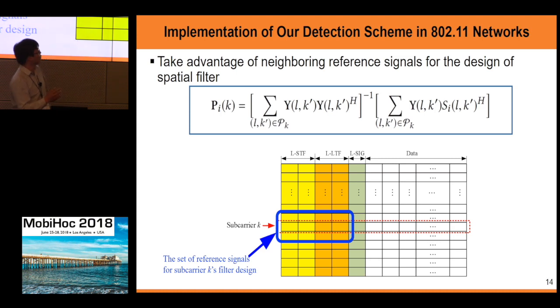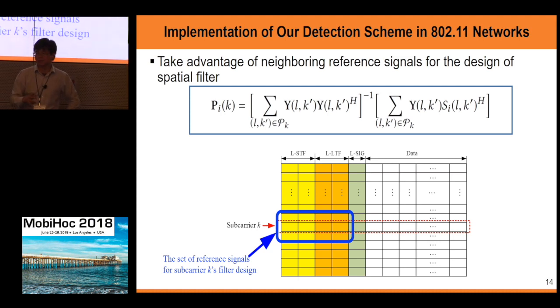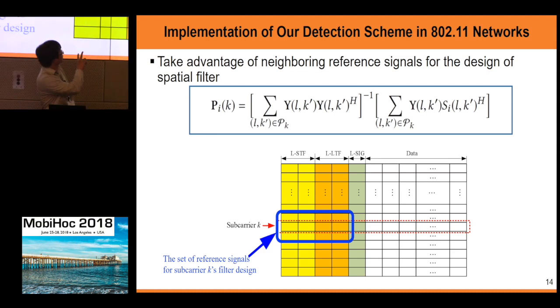Another thing I want to point out is that the long training field is designed for channel estimation in the Wi-Fi network. Here we do not just use the LTF, we also use the STF. That does not matter as long as we know what the signal on this subcarrier is. Even if it's 0, that's okay. If it's 0, we have noise, and we can cancel the noise and use it. Okay, so this is the implementation: using neighboring subcarriers, we have both reference signals, and that's pretty much enough to achieve the convergence value.